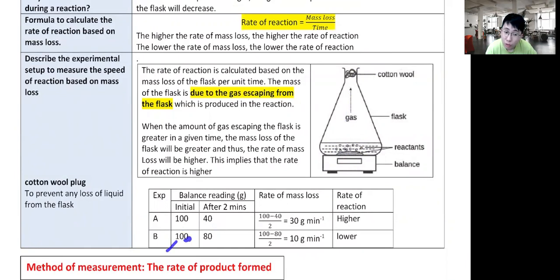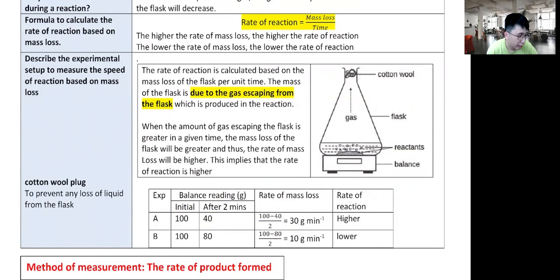For B, 100 turns into 80 after 2 minutes. What does this mean, guys? It means we're going to do the calculation for rate of reaction. How do we do that? The rate of reaction I told you is the mass loss, how much mass you lose before and after the reaction. Before is 100, after is 40, so you lost 60 gram in 2 minutes. You take 60 over 2, you get 30 gram per minute, which means in 1 minute this reactant loses 30 gram.